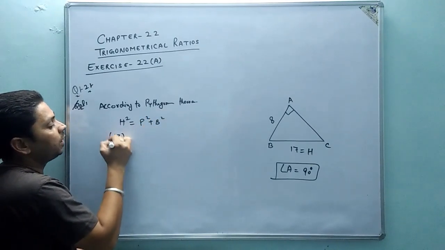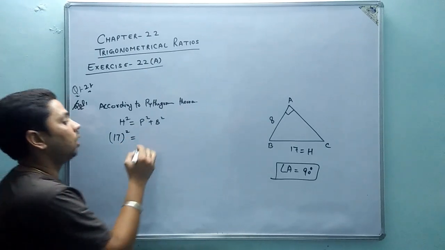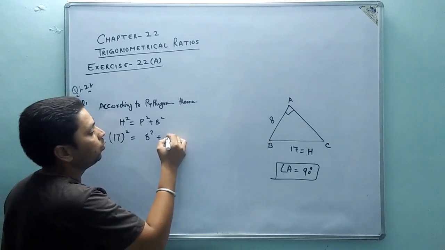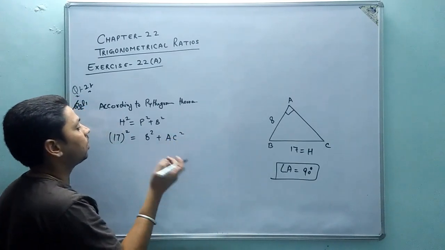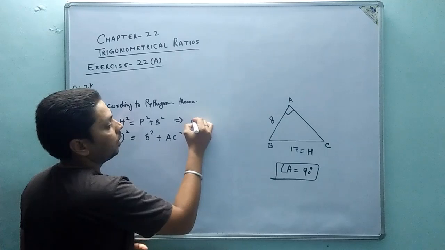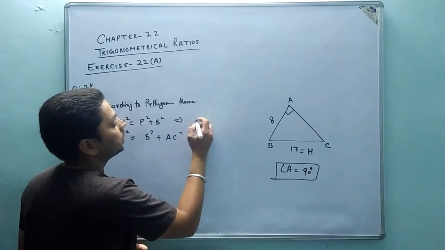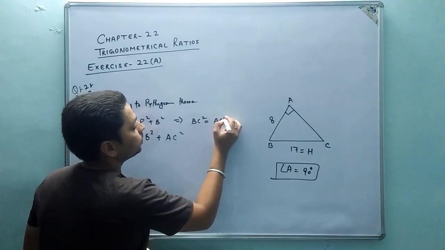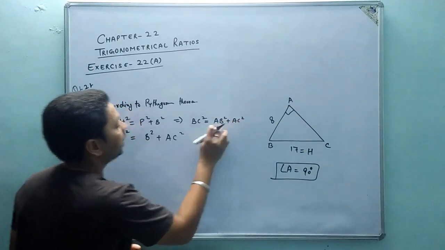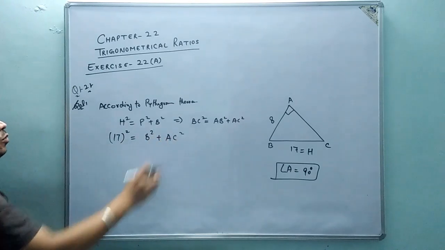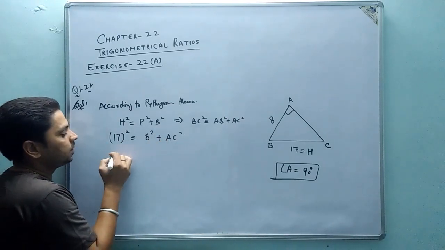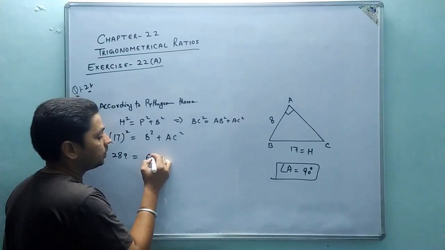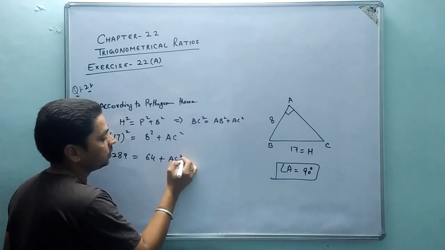So it will give you 17 square, which is equal to 8 square plus AC square, or we can write it as BC square is equal to AB square plus AC square, since BC is the longest side. We have substituted the value of AB, but we do not have AC here. So 17 square, that is 289, is equal to 8 squared, 64, plus AC square.